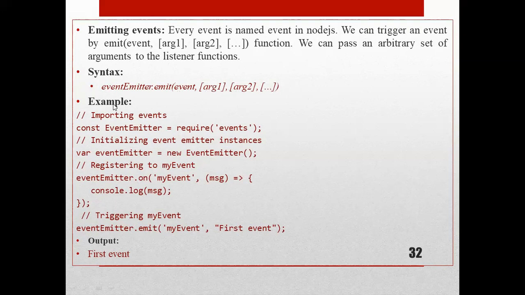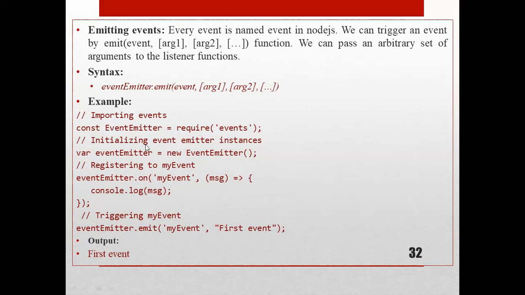So here we will see one example for importing events, registering events, and triggering that event. First, importing events. We have seen how to import events. For that, use one constant EventEmitter equals to require function. Using the require function, we are going to import that module. We have to import the events module here.